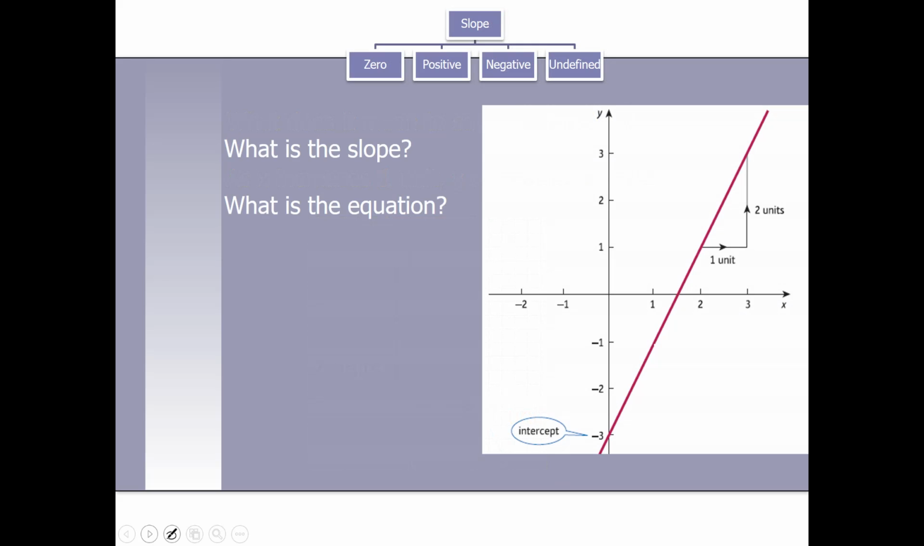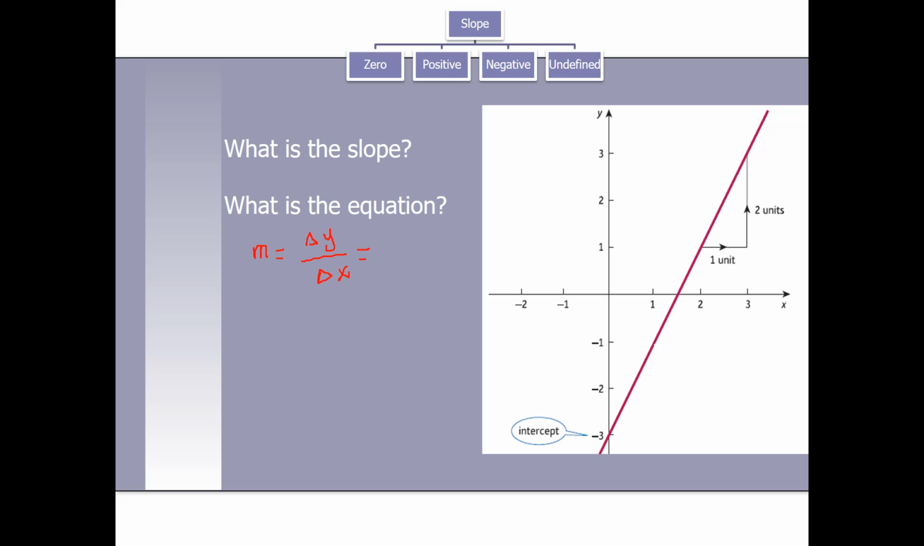What is the slope of this line and what is its equation? Well, you can see from the graph here, the change in y is given as 2 units. The change in x is given as 1 unit. So the slope, you just divide 2 by 1. The change in y divided by the change in x. So we can say the slope, we use the symbol m for the slope, equals delta y by delta x.